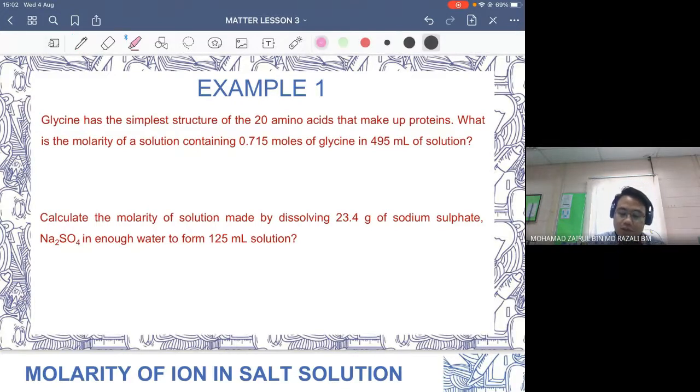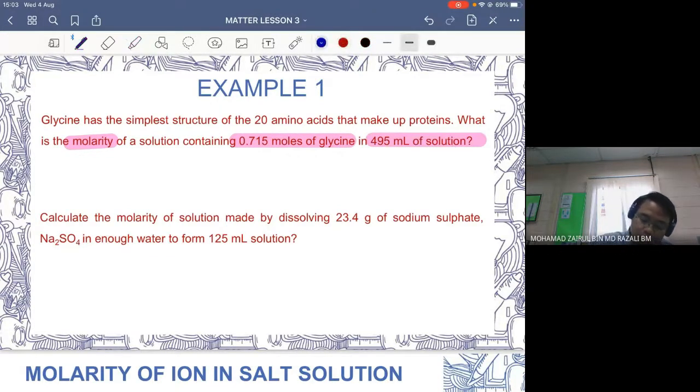Okay, so the first question, okay, glycine has the simple structure of 20 amino acids. Okay, what is the molarity of a solution containing 0.715 mole of glycine in 495 ml of solution? So the question asks you to find the molarity of glycine. So normally kita akan buat macam ni lah. Kita akan tunjukkan molarity of glycine.